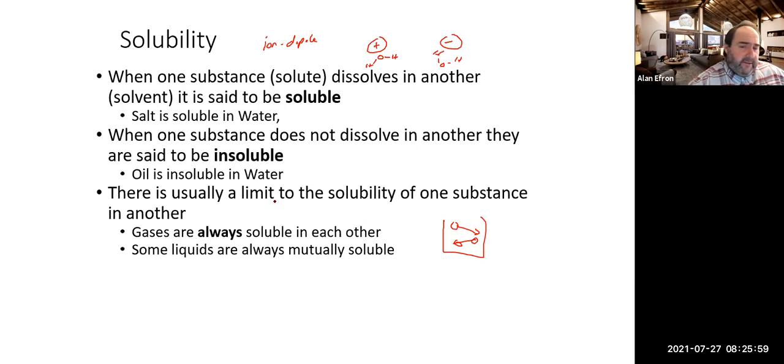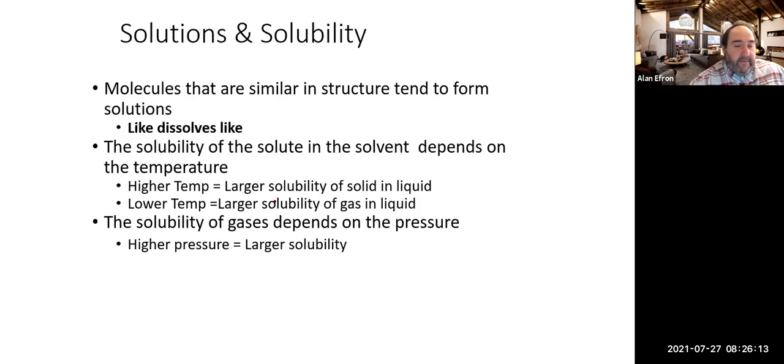Some liquids are also mutually soluble, so that goes back to what we were just talking about, the idea of like dissolves like. Polar liquids mix with polar ones, and nonpolar with nonpolar, which are also very soluble in one another. When we talk about molecules that are similar in structure, they typically will tend to form solutions. So again, polar and polar, or nonpolar and nonpolar, will mix really well together.